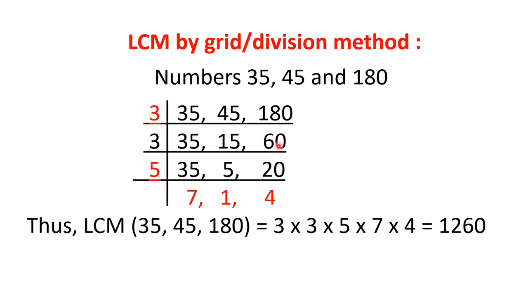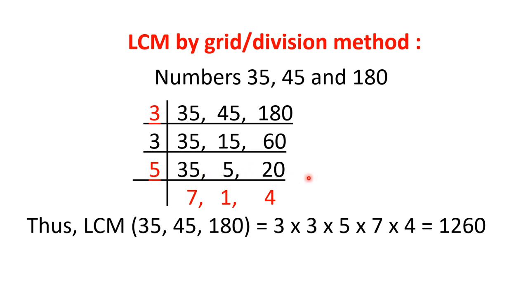Okay. I again see that 15 and 60 are divisible by 3. So I again divide by 3. 35 remains like this. 3 times 5 is 15, and 3 times 20 is 60. Now I see that 3 does not divide anymore. After 3 is 5. I see 5 divides 35 as well as 20. So 5 times 7 is 35, 5 times 1 is 5, 5 times 4 is 20. Yes, 5 has divided all 3.